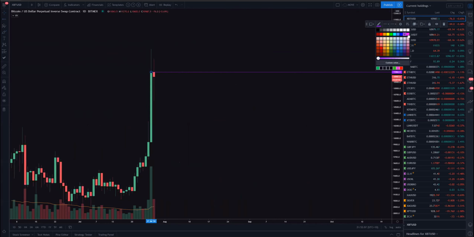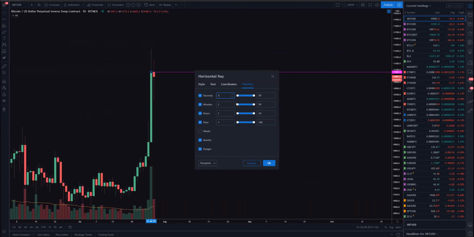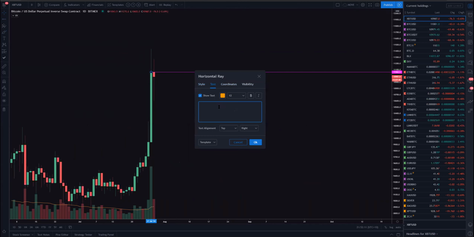I like to have pink for the daily open, right? So try and use the same color, it just helps with recognition. Daily open.